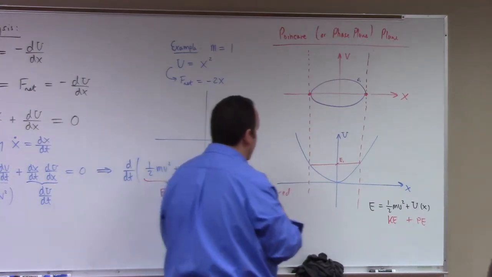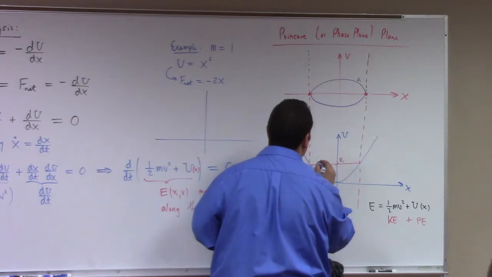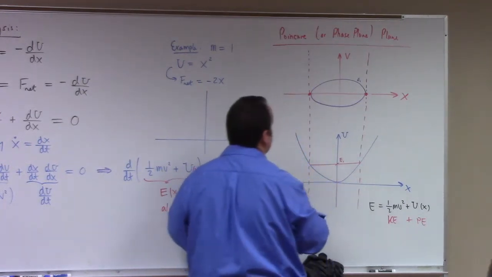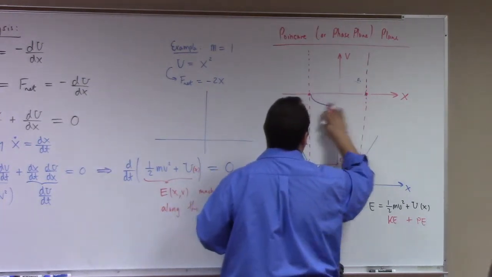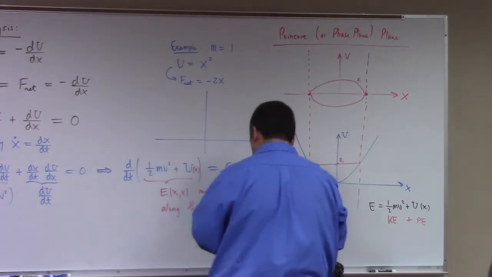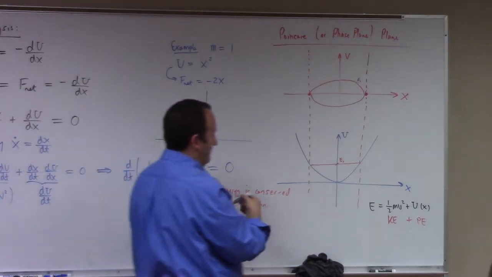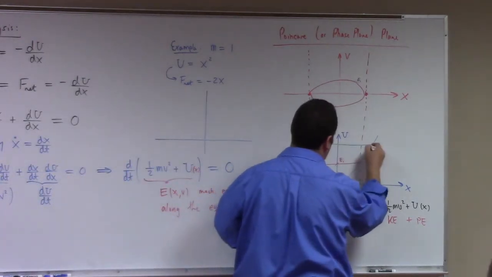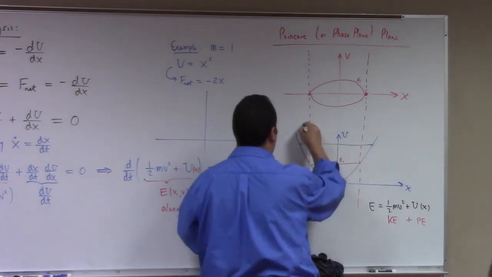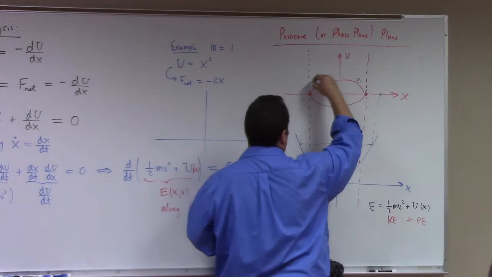Now, you can start thinking about other energies, right? Or, let's see, I'll do one in green. Or you could have E2, like this, yeah? There's turning points, something like that.